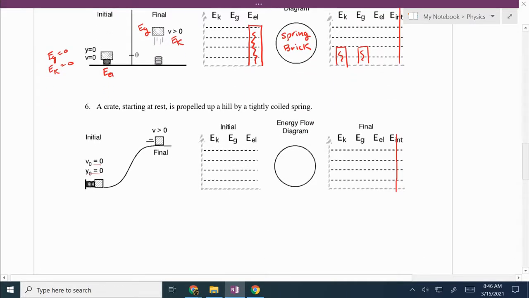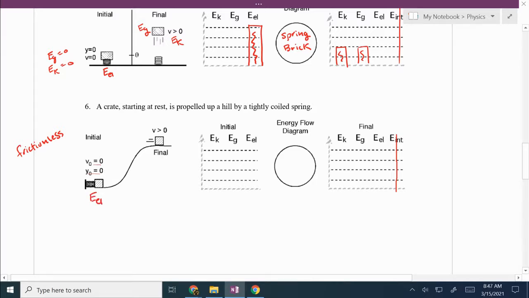A crate starting at rest is propelled up a hill by a tightly coiled spring. I'll remember ahead of time that I'm just going to make this frictionless, so I don't have to deal with losing energy to friction. V naught equals 0 tells me the kinetic energy is 0. Y naught equals 0 tells me the gravitational energy is 0. So I'm going to start out with just elastic energy.